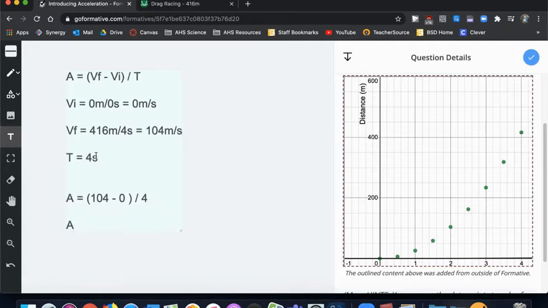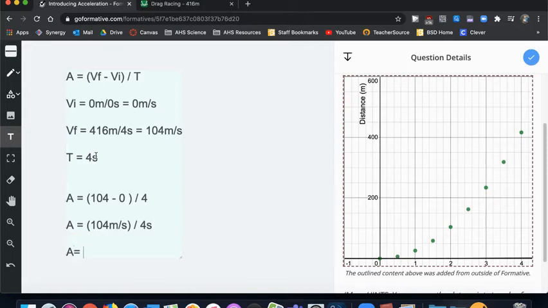So if I write this again, acceleration equals 104 meters per second. Sorry, meters? No, yes, that is meters per second. That's velocity. 104 meters per second divided by 4 seconds.